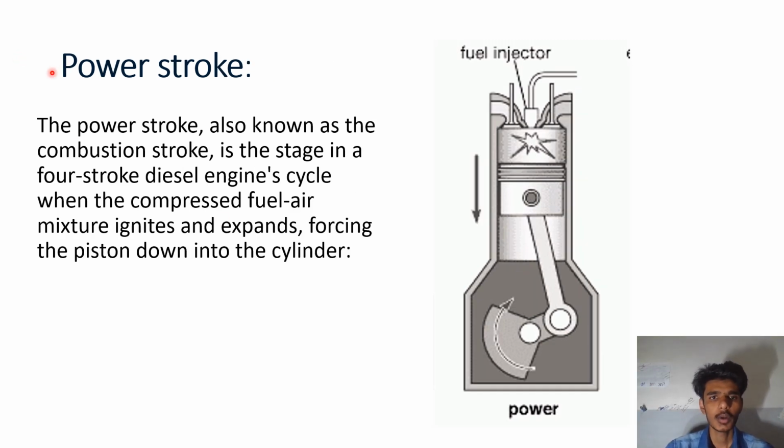So the third stroke is power stroke. The power stroke, also known as the combustion stroke, is the stage in a 4-stroke diesel engine when the compressed air mix ignites and expands, forcing the piston down in the cylinder. So after compression, the fuel injector sprays the fuel in the cylinders, which ignites the compressed air and forces the piston to move down.